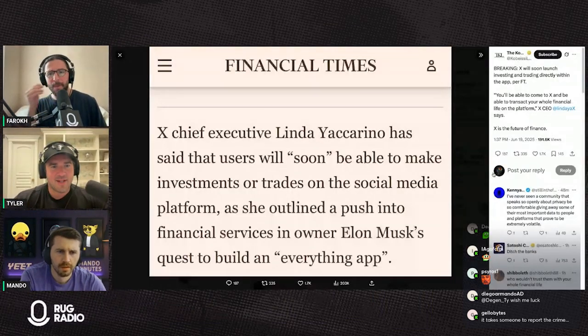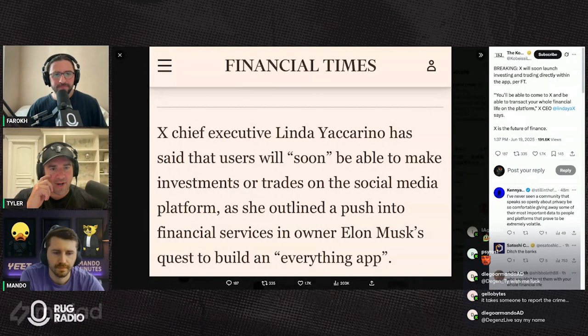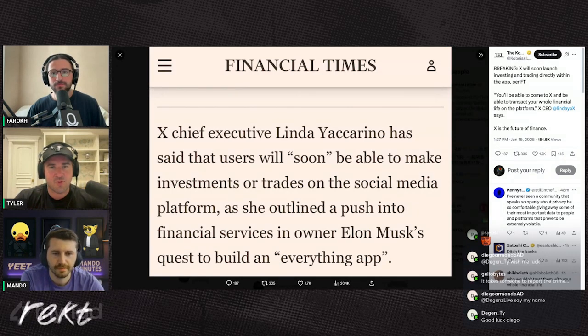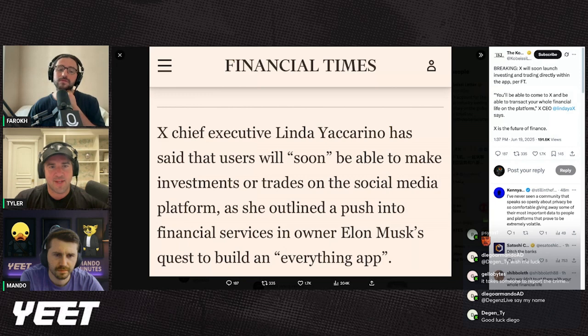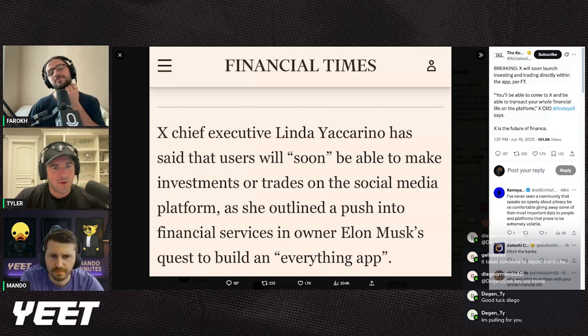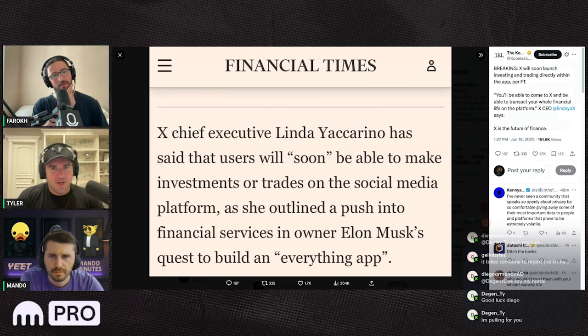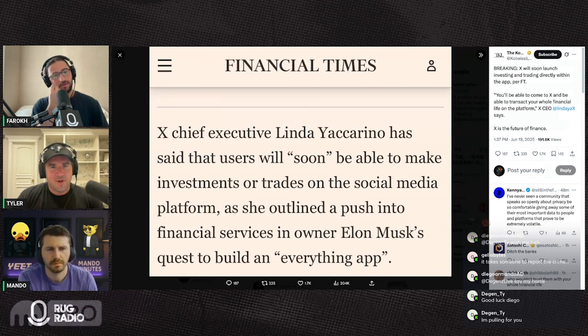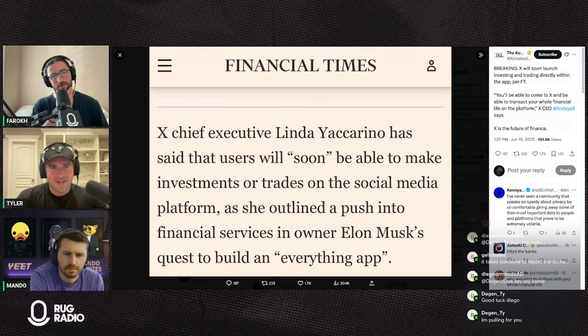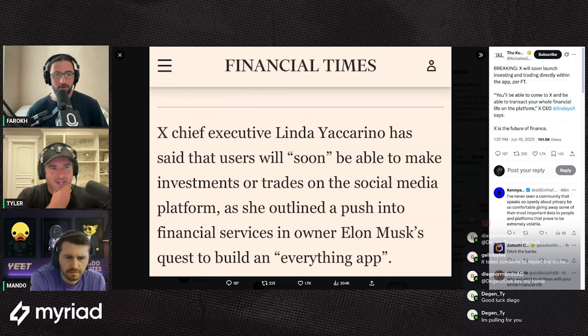We don't have a whole lot of details, but the headline here is that Linda Yaccarino, chief exec of Twitter X, said that soon users will be able to make investments or trades on their social media platform as they look to get deeper into financial services and build this everything app. So we don't know exactly what that means. We don't know what type of assets. I would imagine it's likely going to be stocks to begin with. I am curious if they'll open this up to crypto. I feel like we've gotten some mixed feedback on that from Elon. So my gut is it would not be crypto out of the gate, but maybe it is.